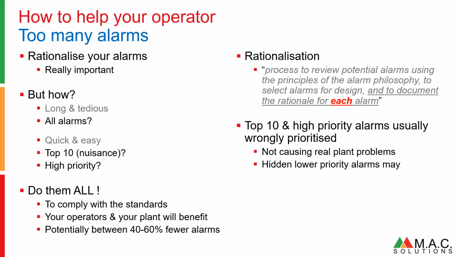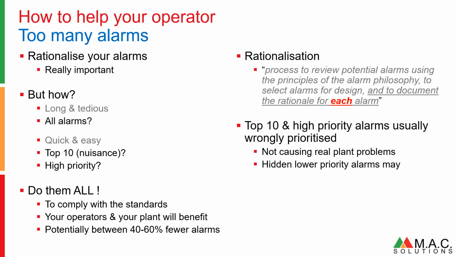Yes, deal with it. But where's the alarm that's actually going to trip your whole plant off and shut you down for 2 or 3 weeks? It's probably hidden amongst the lower priority alarms because it's not been correctly reviewed, it's not been correctly prioritized. So it's hidden in the lower priority alarms. So looking at your top 10 nuisance alarms, that's not really going to help your plant.